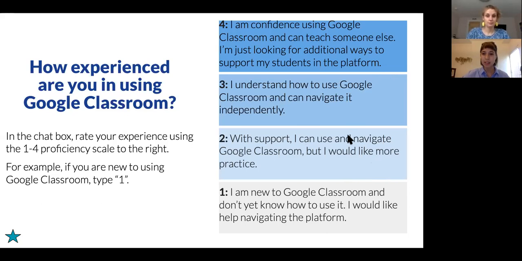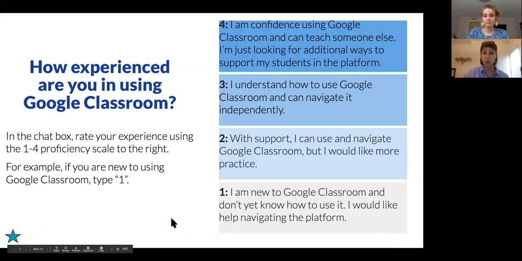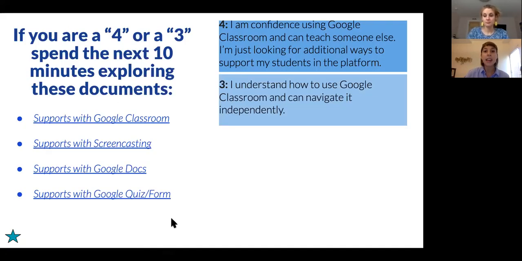So I'm noticing we seem to have people who are mostly on 1s, and then another half of the group is in the 3 to 4 range. So let's talk about what we're going to do with that self-assessment. If you are a 4 or a 3, you're going to spend the next 10 minutes exploring some documents that we have here on this side.